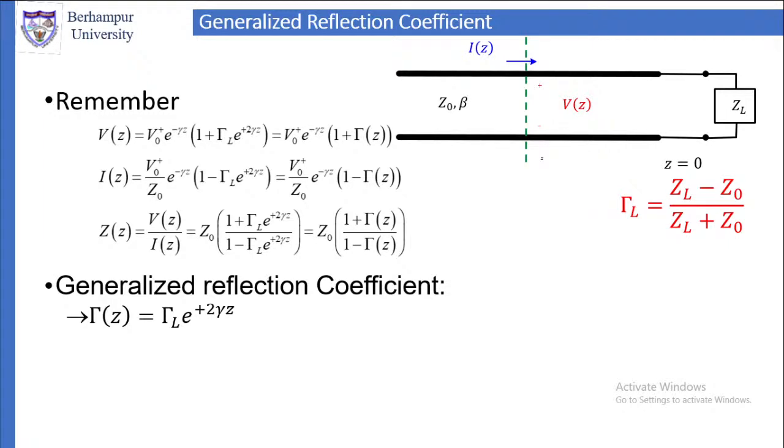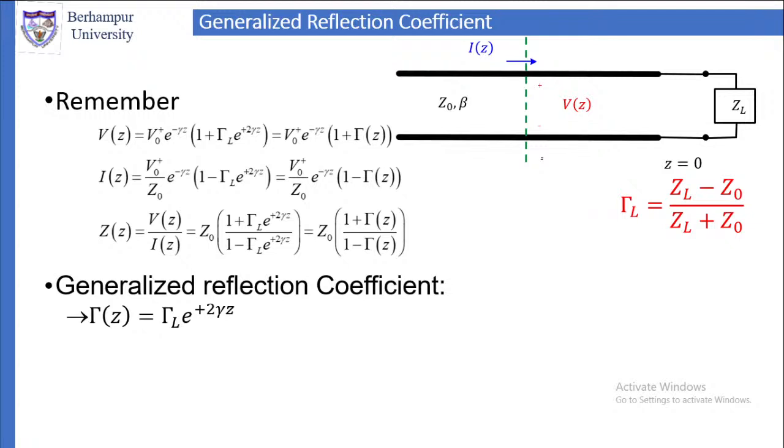Then Z, which is the input impedance, or impedance seen from the load side toward the source or generator side. So the input impedance at the point Z, as a function of Z, is V(z) by I(z). That we have found is equal to Z0 into (1 + Γ_L exp(2jβz)) divided by (1 - Γ_L exp(2jβz)).